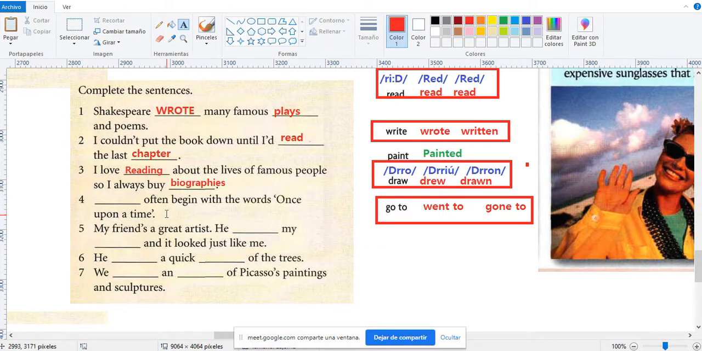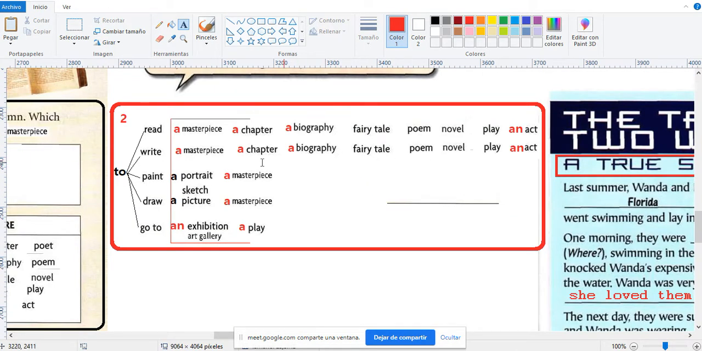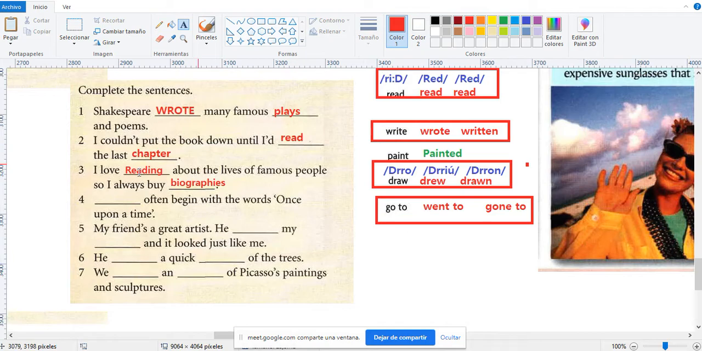Often begin with the words once upon a time. Érase una vez. Once upon a time. Literalmente, la traducción literal es once, una vez; upon, dentro de un; a time, un tiempo. Una vez dentro de un tiempo no tiene sentido en español. Es érase una vez, dice uno en español. ¿Qué cosa empieza con érase una vez? Chapter, biography, fairy tale, poem, novel, play, act. Era fairy tale, ¿no es cierto? Un cuento de hadas empieza a menudo con a fairy tale.